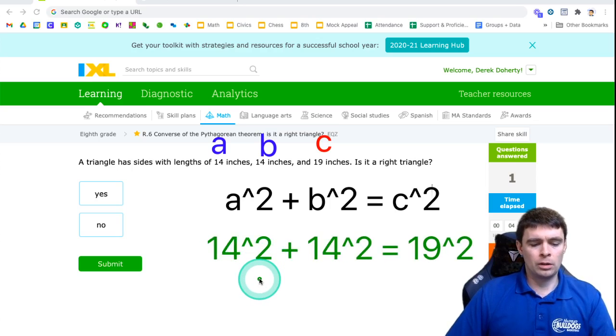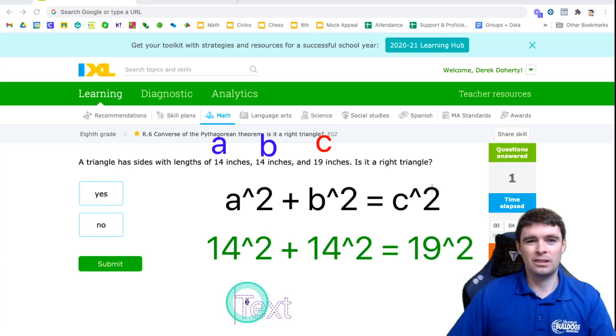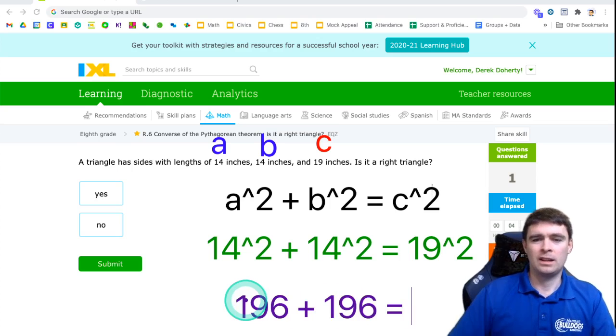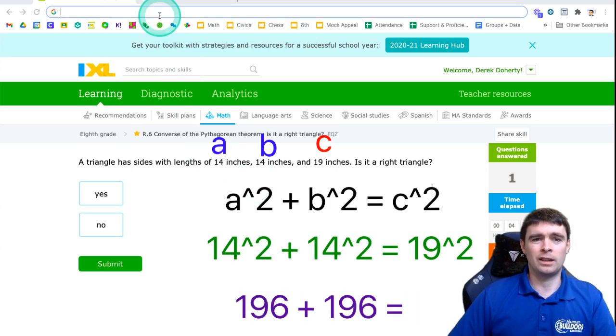I remember from earlier that 14 times 14, I thought it was 196. If I'm not sure of that, I can double check on my calculator. I can go do 14 times 14 up there.